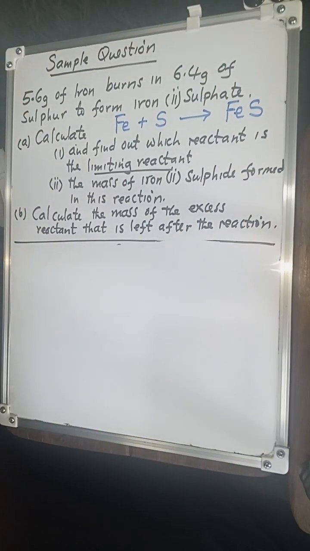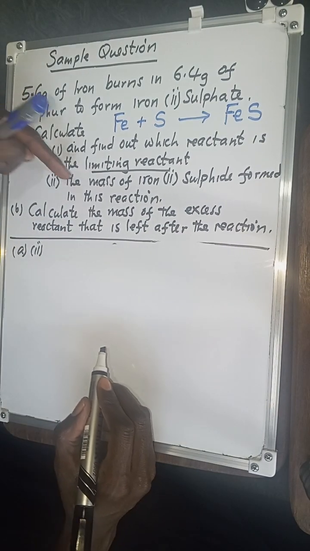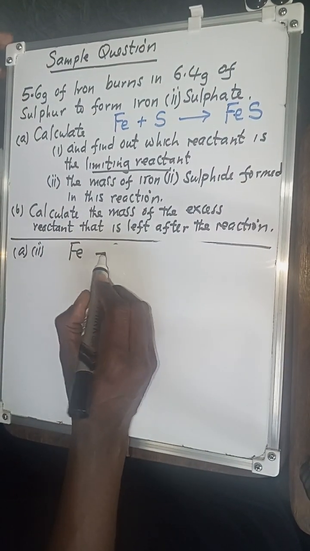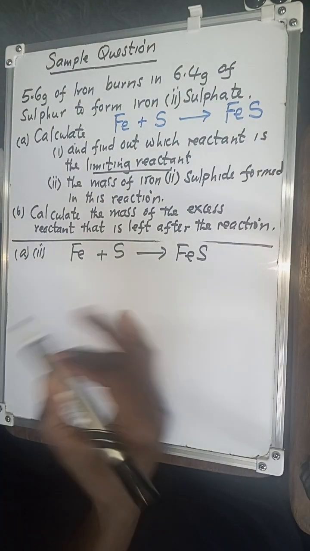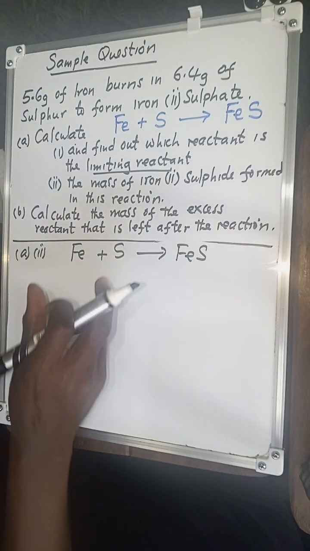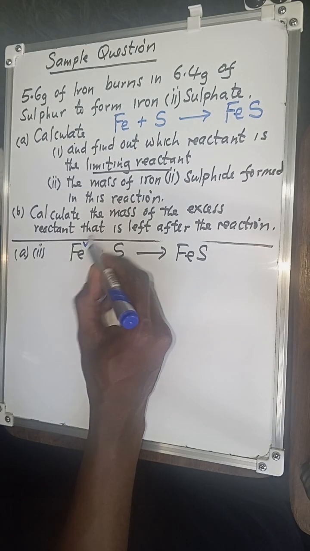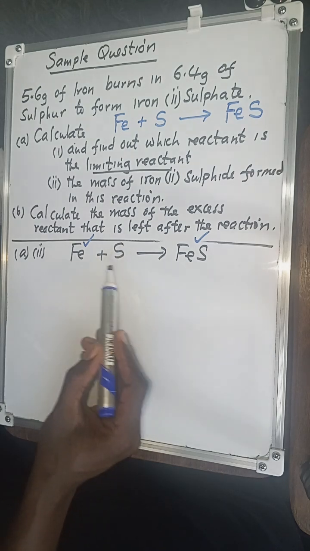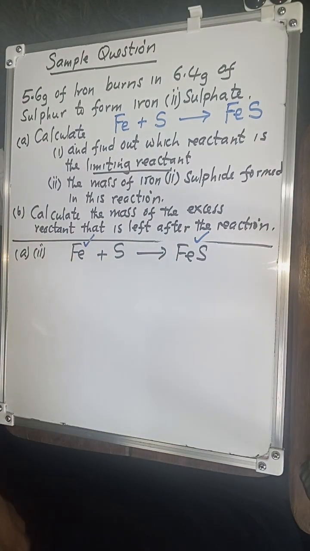A Roman 2 tells us to calculate the mass of iron 2 sulfide formed in this reaction. So they want us to find the mass of the iron 2 sulfide formed. When you're dealing with masses, it's always good to check the masses from the balanced chemical equation. Because iron is the limiting reagent, I'll compare iron with the iron 2 sulfide. I cannot use sulfur because sulfur is the excess reactant. You use the limiting reagent to determine any products that you want.